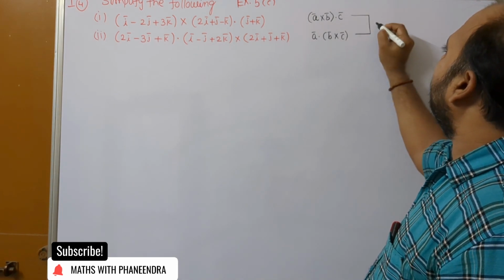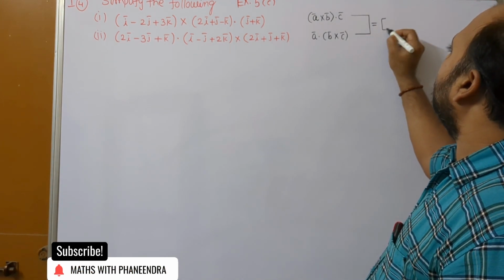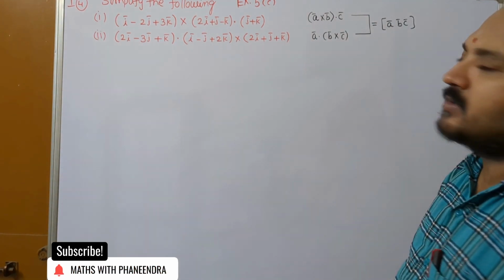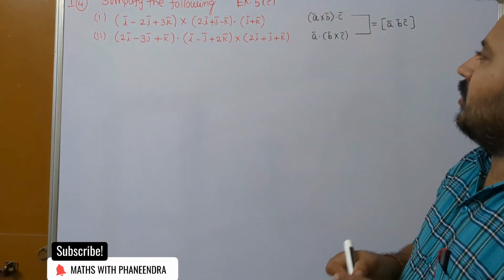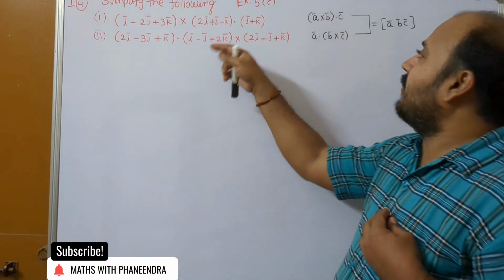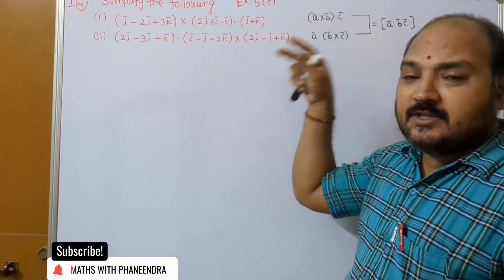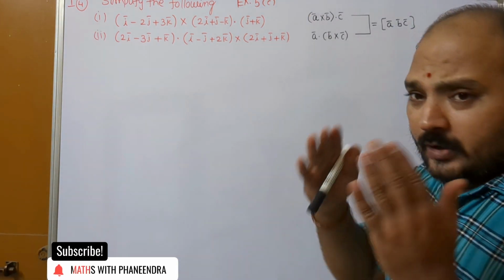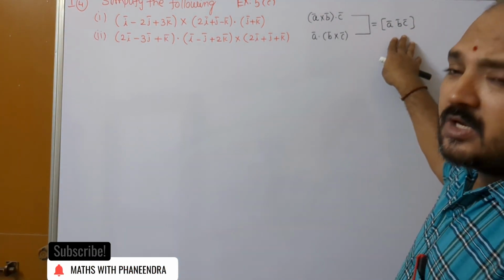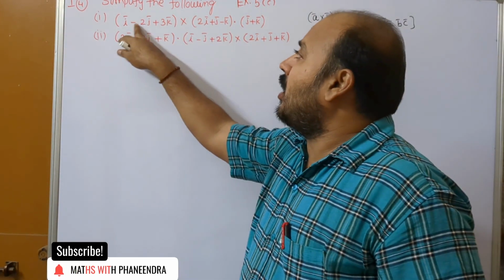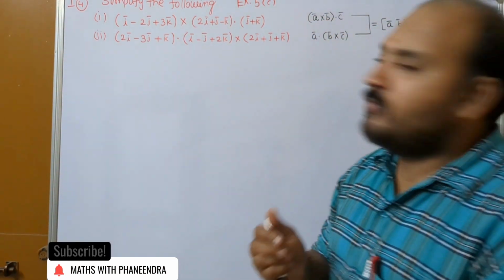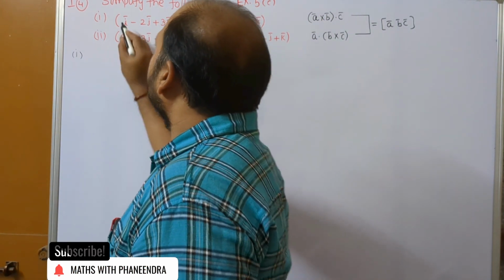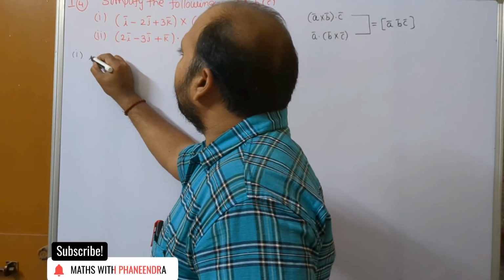Both are equal to box of ABC. You remember, dear students? While writing this table, whenever one cross, one dot is there in this product of vectors, you can consider box of ABC. But according to the order only you can take it now. Now first question I am solving here. So first question, this one.